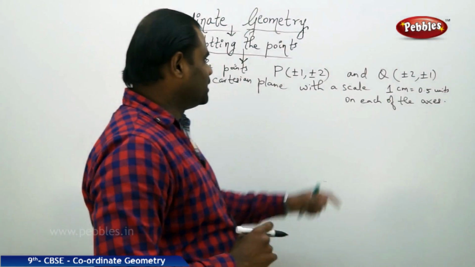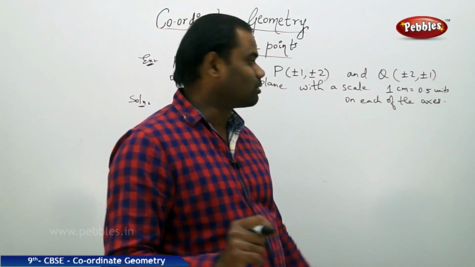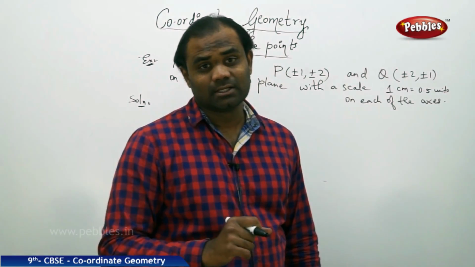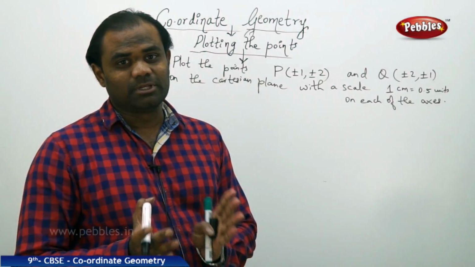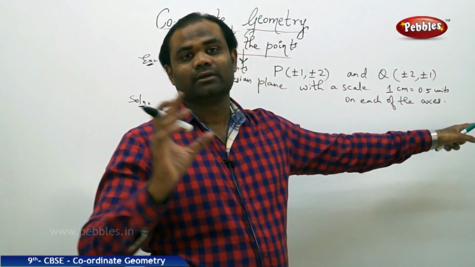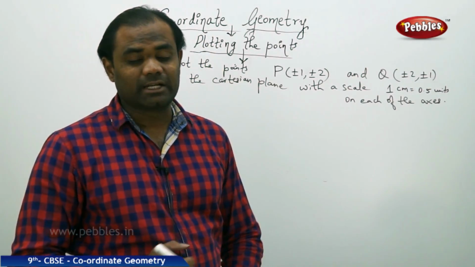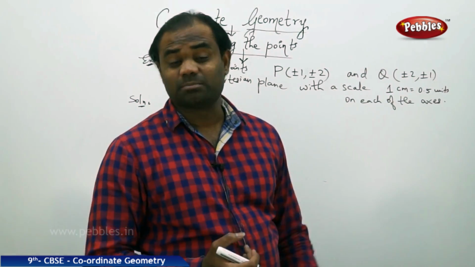Now that it's given clearly with the scale that 1 centimeter is 0.5 units on both x and y axis, we take 1 centimeter of the grid to be subdivided with each unit being a 0.5 unit difference. So let's see how we can make the scale before we locate the points P and Q.